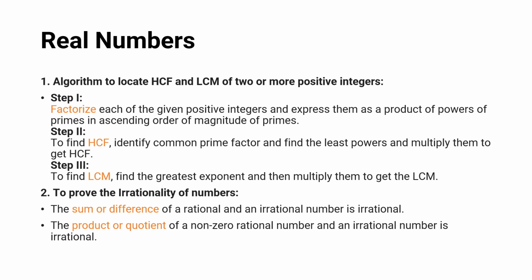So how to prove the irrationality of numbers? The sum or difference of a rational and an irrational number is irrational. The product or quotient of a non-zero rational number and an irrational number is irrational.